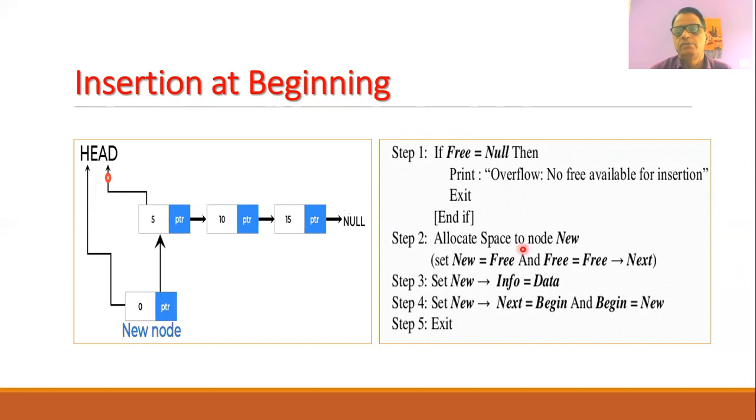Once you allocate the space to the new node, you can set the data values of the new node so that the info field gets assigned the input data value, and the next pointer gets assigned the begin or start of the linked list. And now begin gets assigned the address of the new node. So as shown in this diagram, we assign begin or start to the new node, and the new node pointer is assigned the begin value, so that the element gets inserted into the linked list.